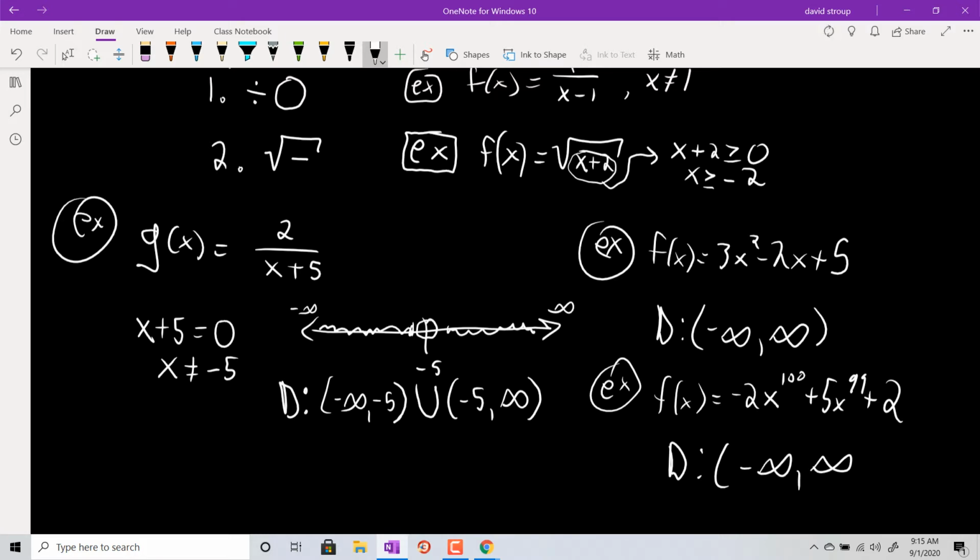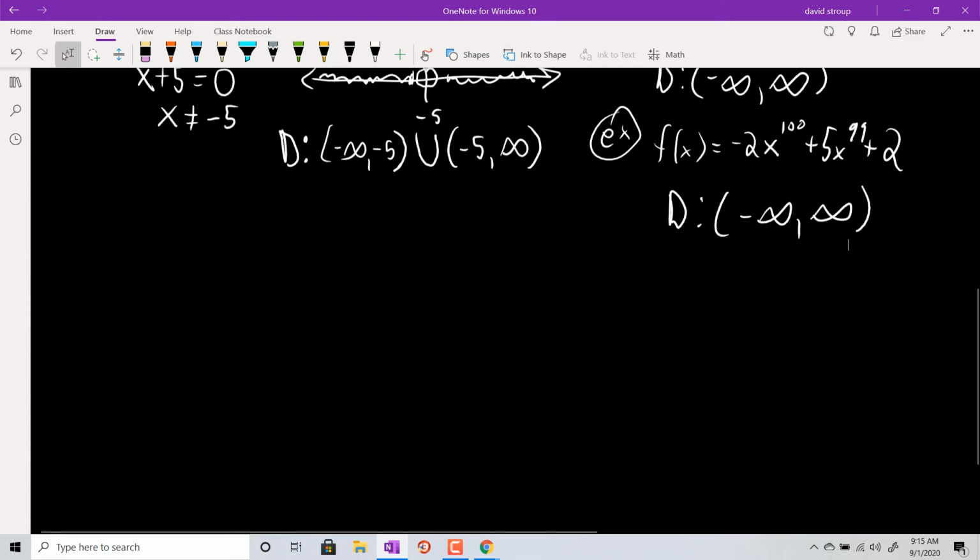Okay, so we like working with polynomials for that reason. They're just very well behaved with regards to domain issues.